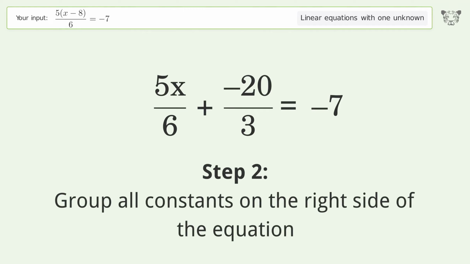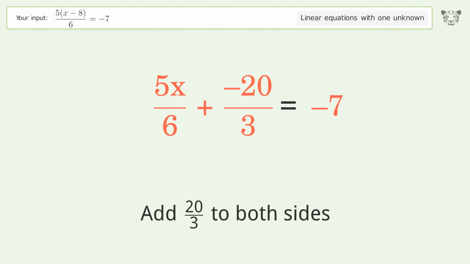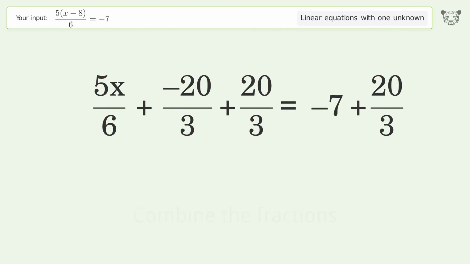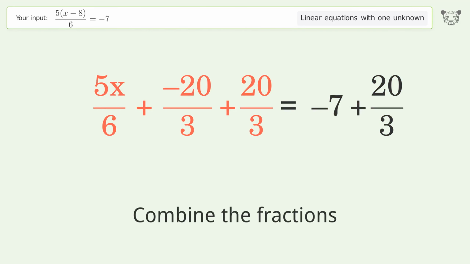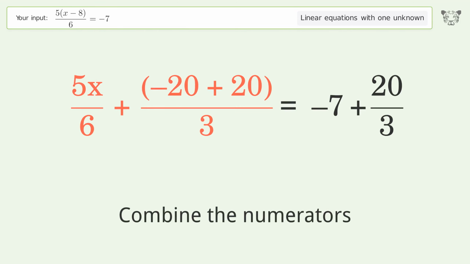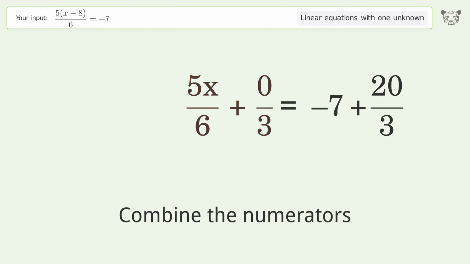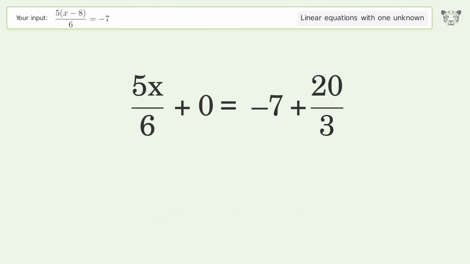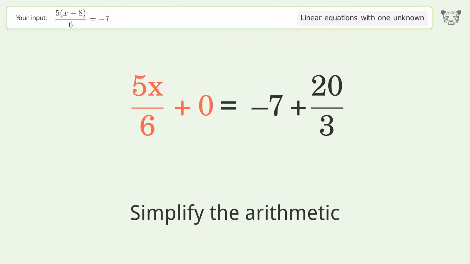Group all constants on the right side of the equation. Add 20/3 to both sides. Combine the fractions. Combine the numerators. Reduce the zero numerator. Simplify the arithmetic.